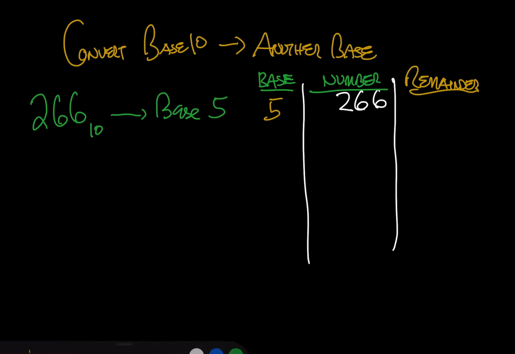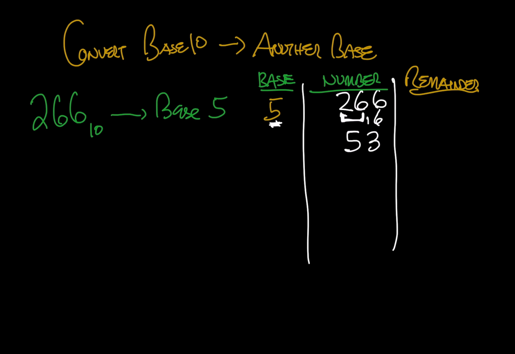Now, we know that 5 cannot go into 2, so we add the 6 to it, so that it becomes 26. 5 can go into 26 5 times. 5 times 5 is 25. Then there's a remainder of 1. That 1 will be close to this 6 here, so 5 can go into this 16 3 times. Why 3? Because 5 times 3 is 15. And 15 from this 16 is remainder what?